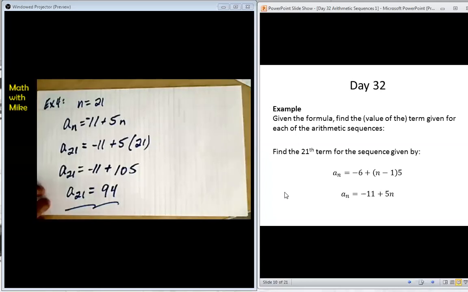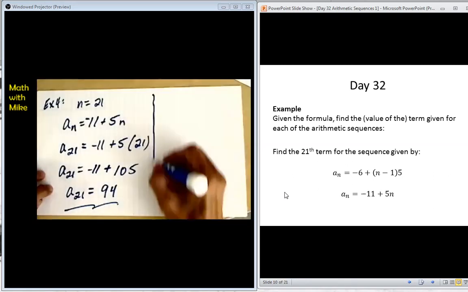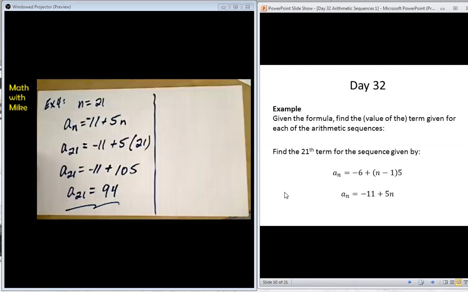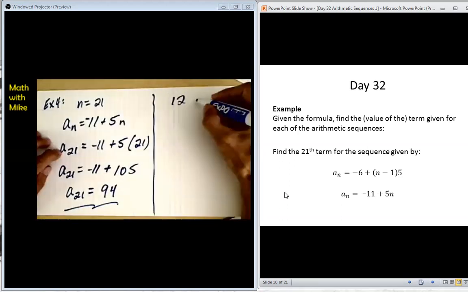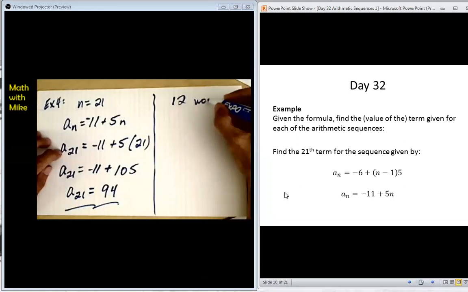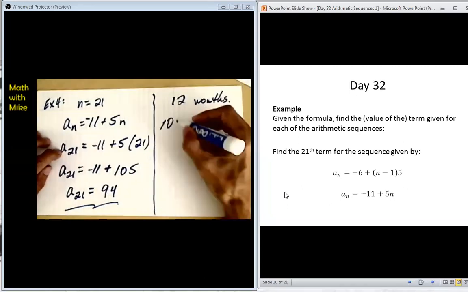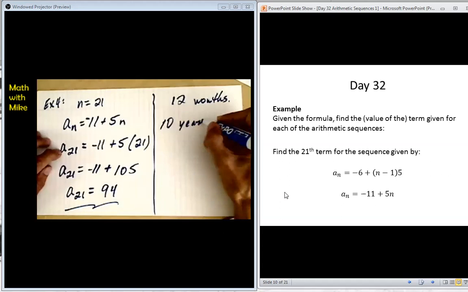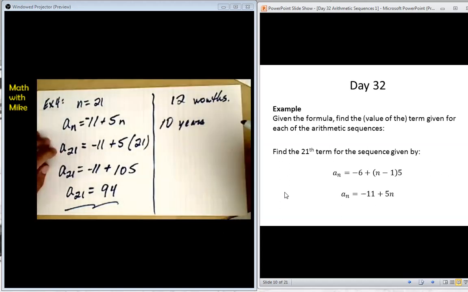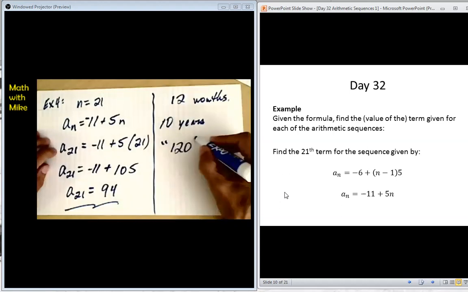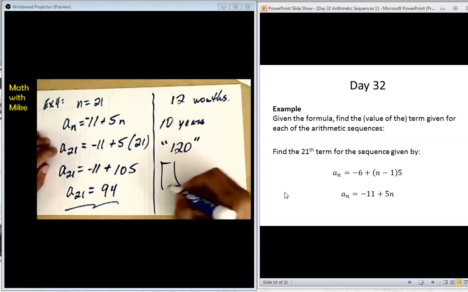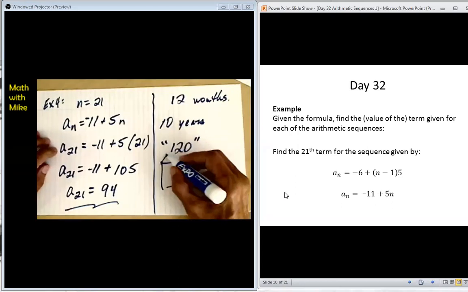Okay. So this is the introduction to this topic here. I just want to point out, how many months are there in a year? 12. And so if you have 10 years, then how many months are you looking at? 120, right?